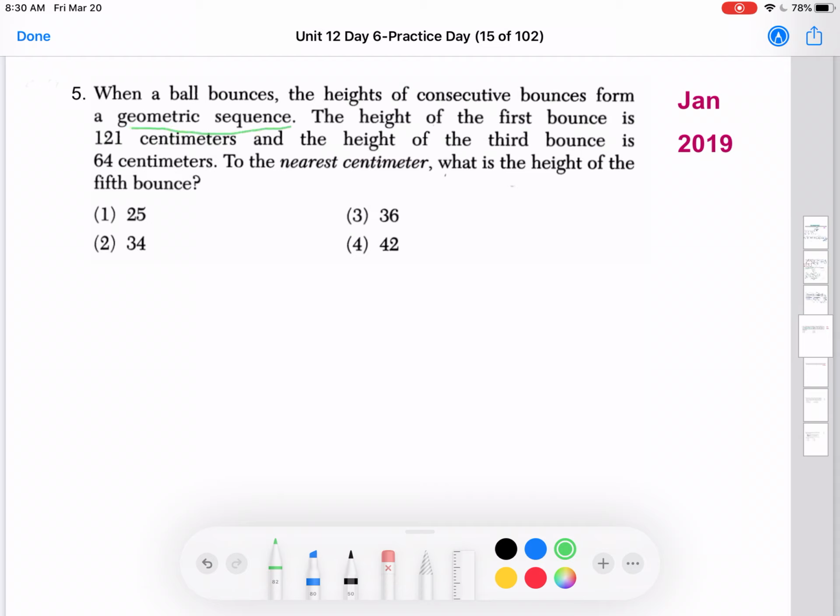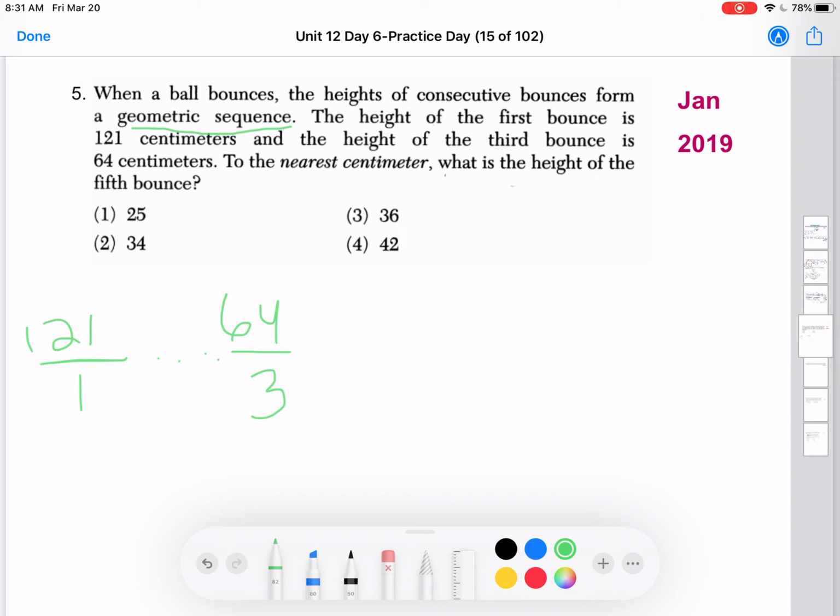The height of the first bounce is 121, and the height of the third bounce is 64. My kitty cat is coming up here. To the nearest centimeter, what is the height of the fifth bounce?